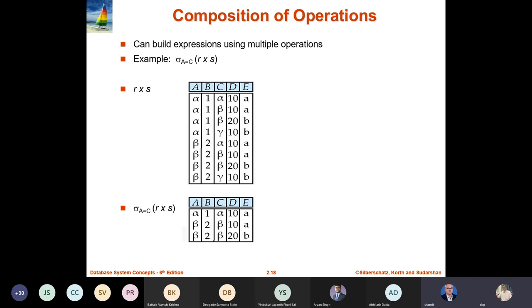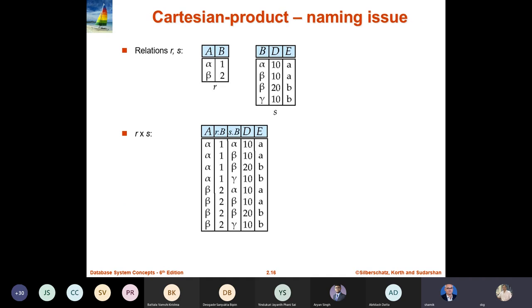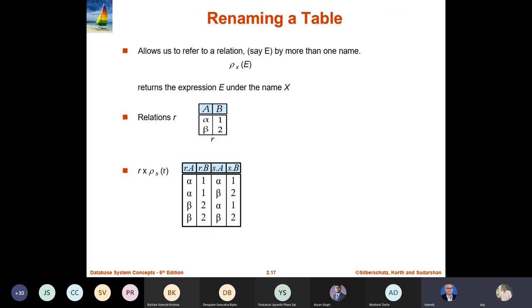So when we look at the composition of operations, as of now what we are trying to do is, given two relations, do the Cartesian product. If there are naming conflicts, then we use the relation name dot that particular attribute. If we are doing a Cartesian product with the same relation, then we can rename that relation to some other name and resolve that naming conflict in the attribute set.